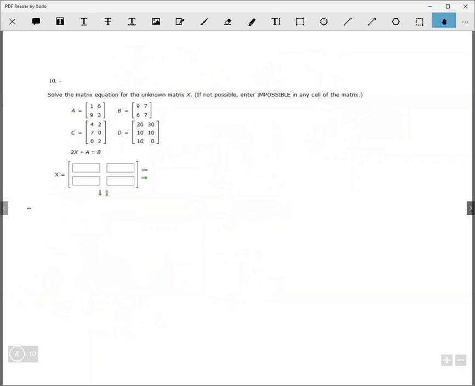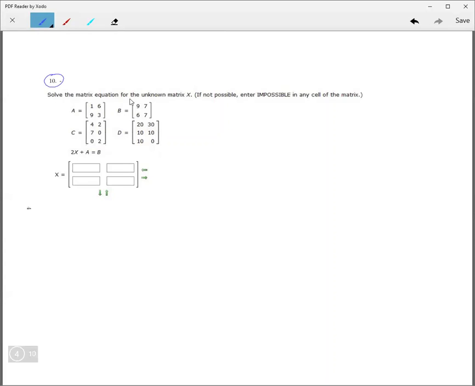Great. Now, let's solve some mysteries with this. Okay, so number 10. Solve the matrix equation for the unknown matrix X. If not possible, enter impossible in any cell of the matrix. Okay, so here's the equation that we're after. So what you can do is subtract A to the other side, like that.